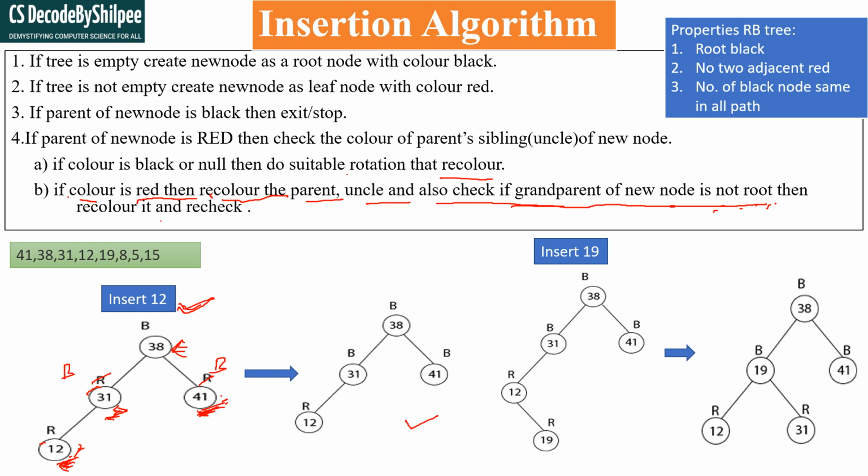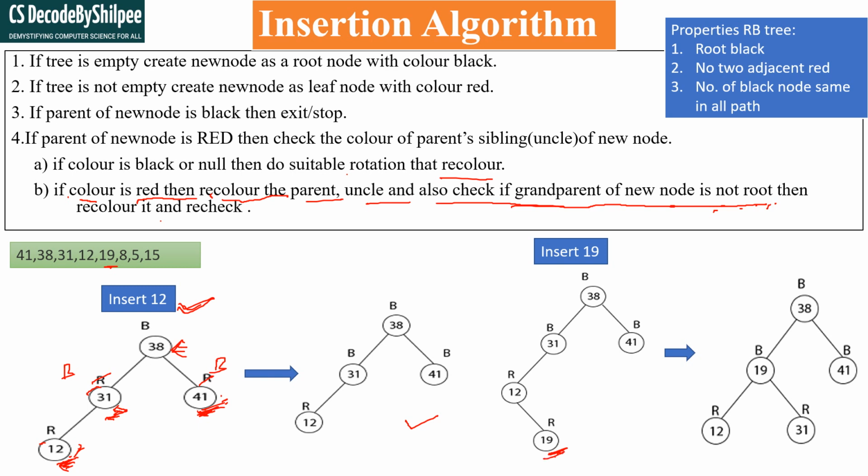Okay. Now I'm going to insert 19. If I'm going to insert 19, I'll check where 19 is inserted. So 19 is going to be inserted as the right child of 12. Now the color will be red. I have already said that whenever you insert a new node, its color will be red. So again, if you look at that, this is violating the property. 19 and 12 are two adjacent nodes, and their color is red.